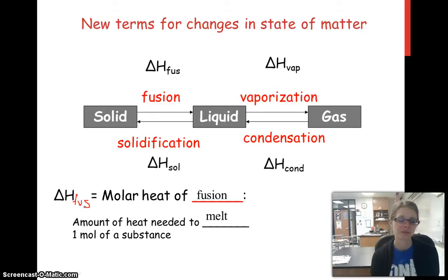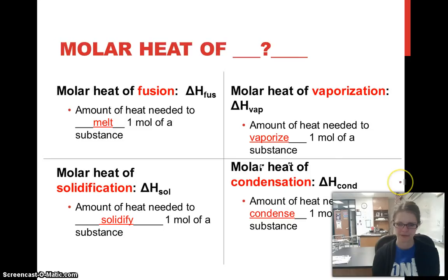Notice the symbols are pretty much the same. The only thing you're changing is one of these red words: solidification or vaporization or condensation. So if we put it all together, it's really the same definition four times. Molar heat of fusion, we already covered: the amount of heat needed to melt 1 mole of a substance. Or the heat of vaporization: the amount of heat needed to vaporize 1 mole of a substance. So molar assumes that you have 1 mole, and all these definitions deal with 1 mole. And then it's just how much heat you need to get through a different state of matter change.